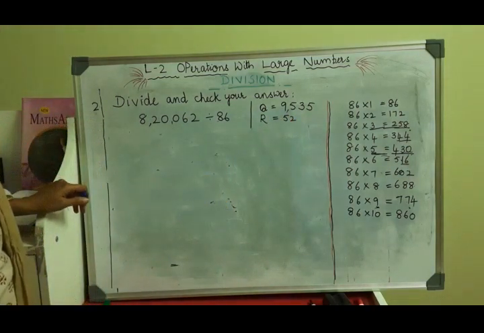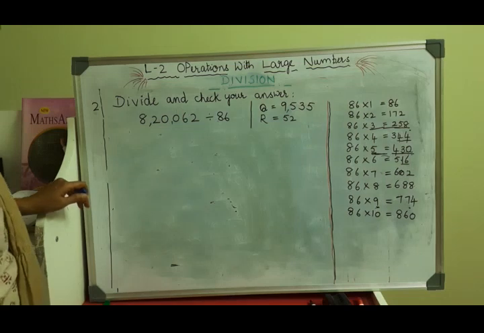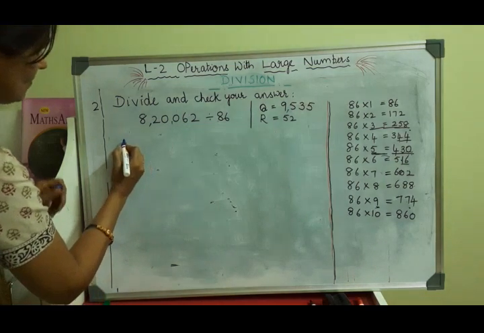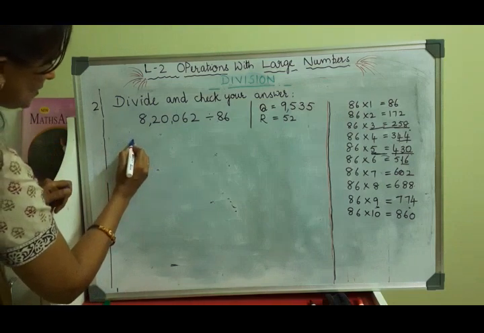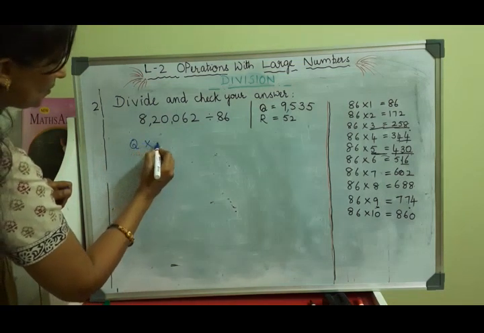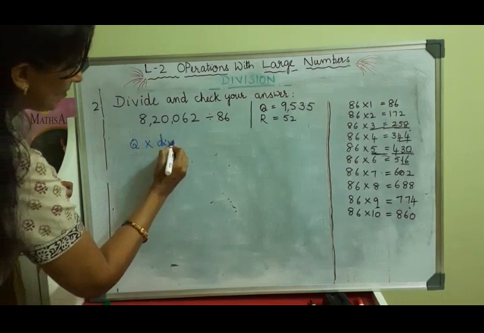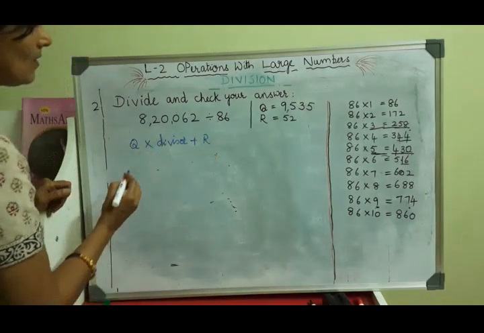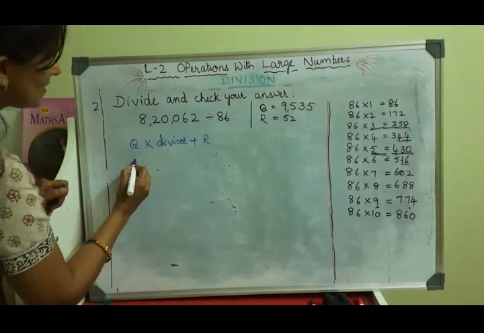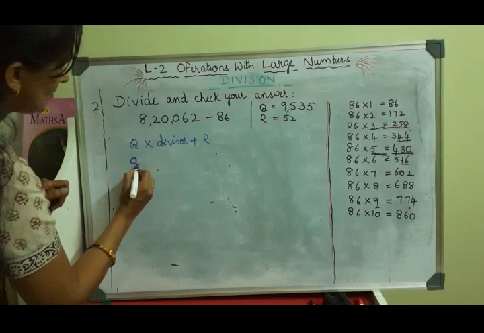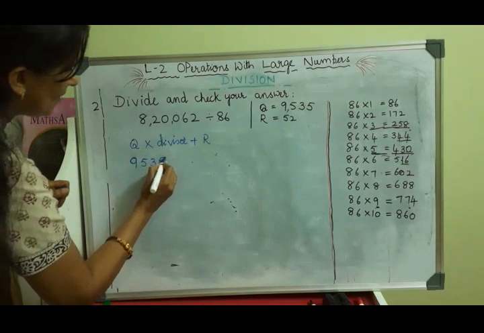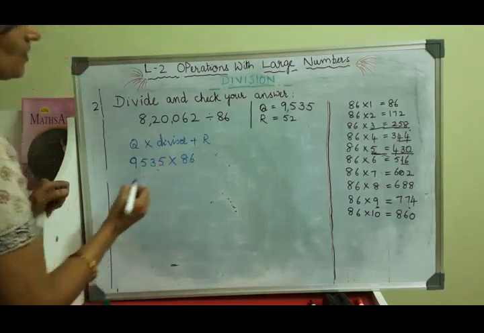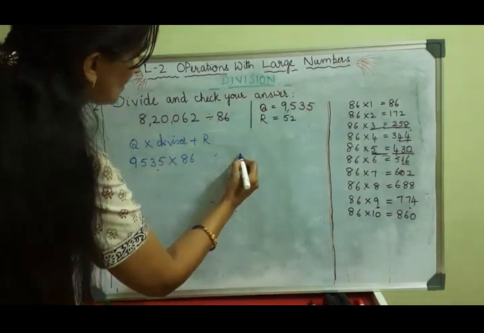We have to check now whether the quotient and remainder we got are correct or not. So we will use the equation: divisor into quotient plus remainder. Now quotient, how much is it? It is 9535 into divisor, which is 86. First we will multiply and we will get the answer first.